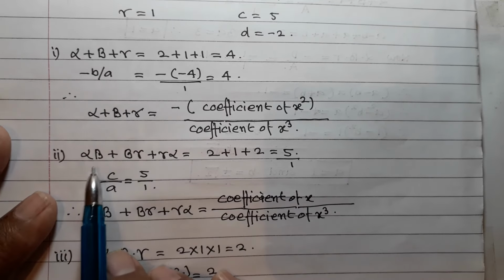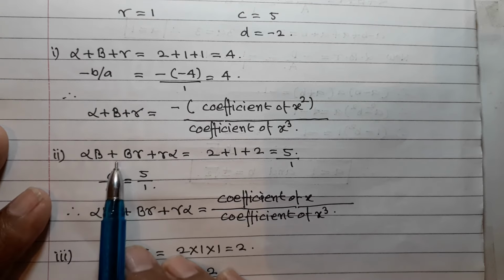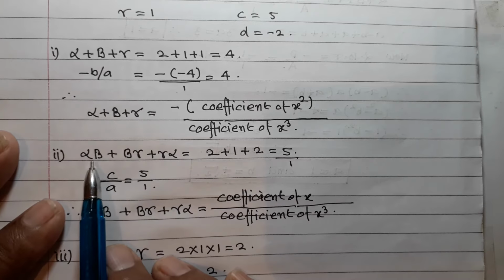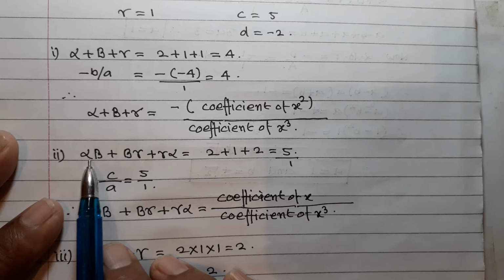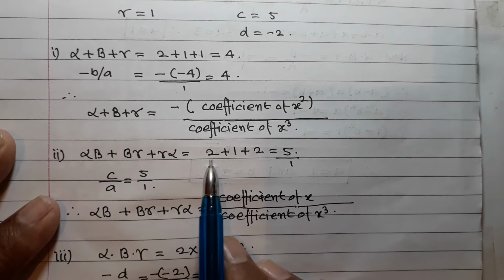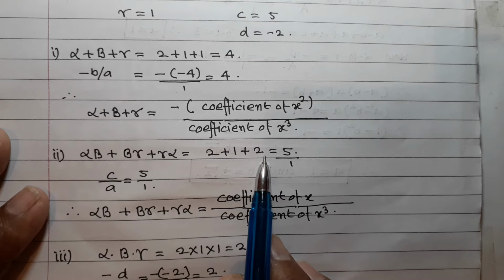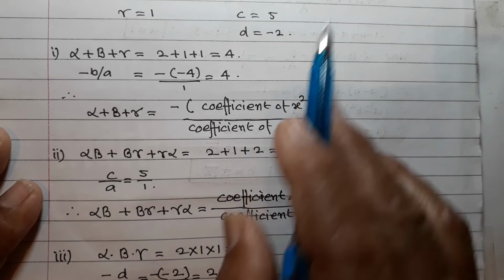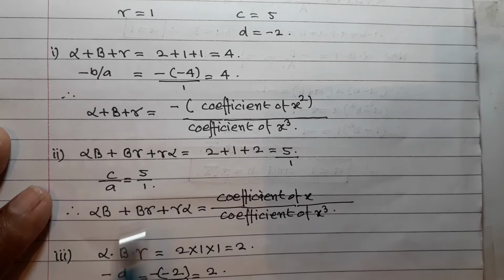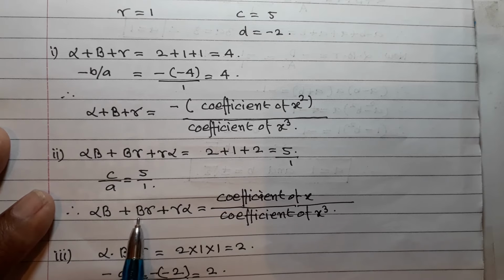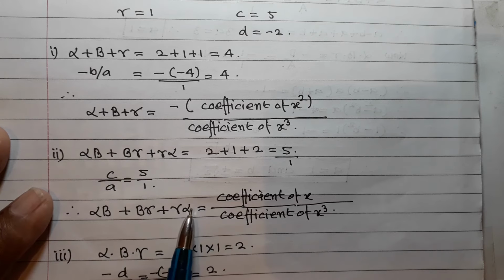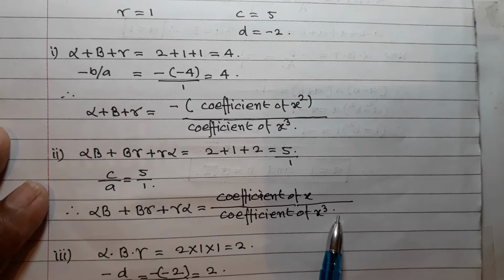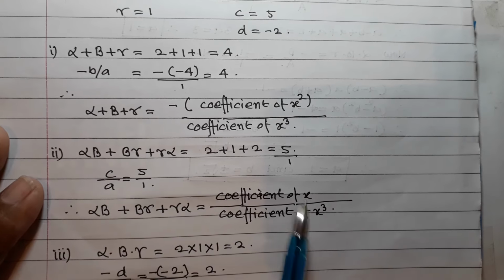Now then, the second relation: alpha beta plus beta gamma plus gamma alpha. This is the sum of the products taken two at a time, so it is equal to 2 into 1 plus 1 into 1 plus 1 into 2, which is equal to 5, and c upon a is also equal to 5 upon 1, and therefore alpha into beta plus beta into gamma plus gamma into alpha is coefficient of x upon coefficient of x cube. So this and this you want to verify.